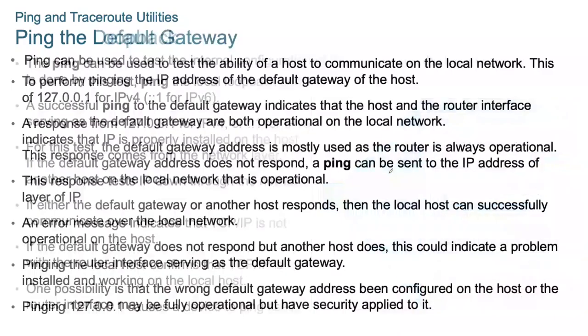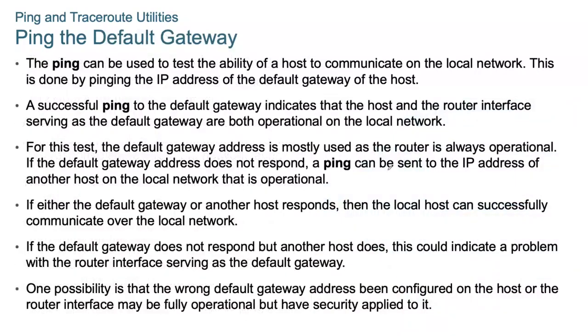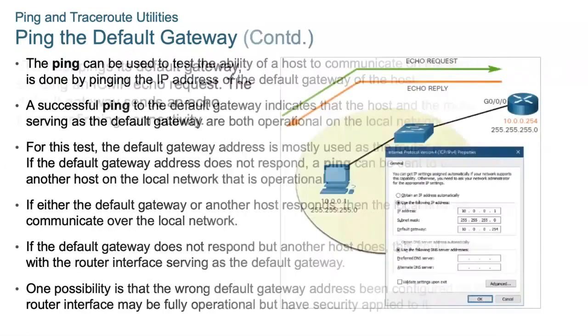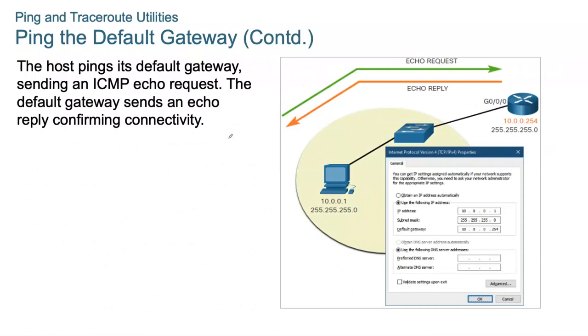And for pinging the default gateway, the ping can be used to test the ability of a host to communicate within the local network. So you are just providing the IP address of your default gateway, that is router 1. In this you can find out, pinging this IP address from this host, whether it is reachable or not. So sending this echo request packet, if it is reachable it will give you the echo reply packet.